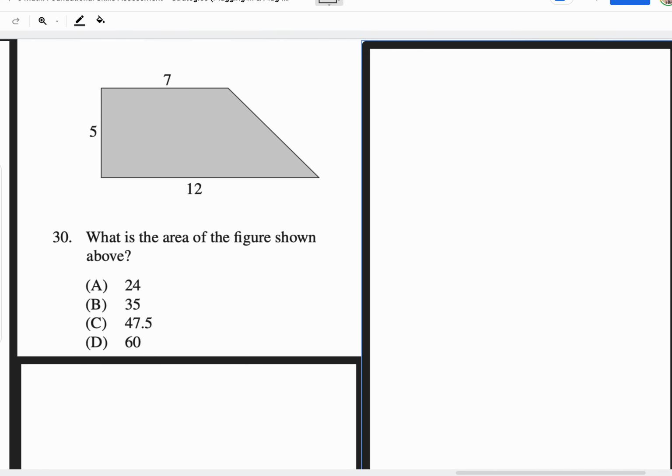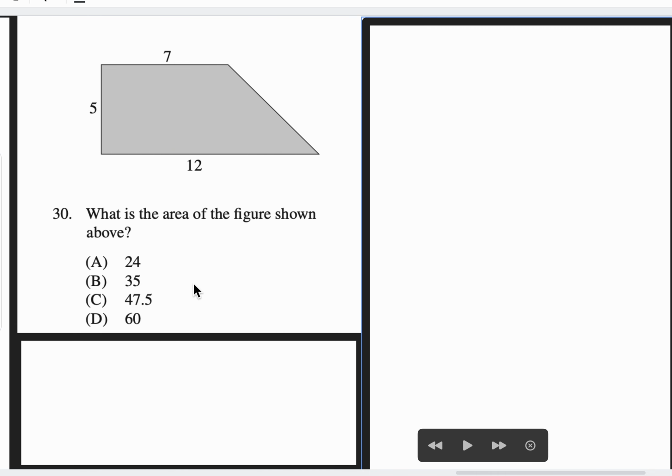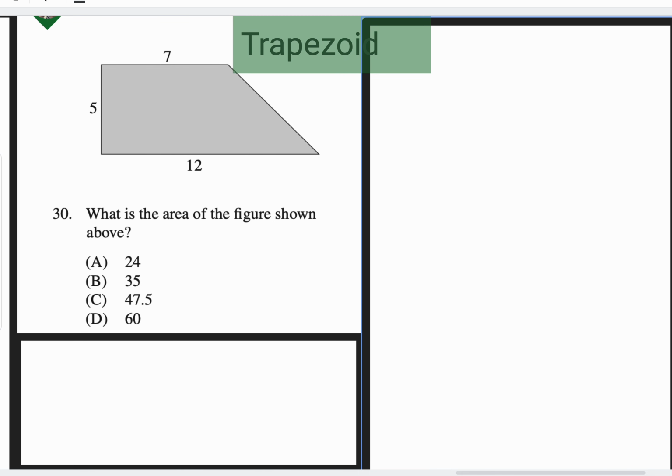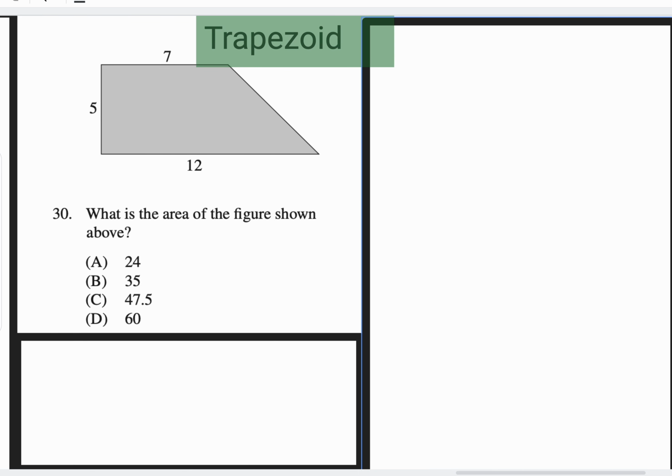Let's take a look here at number 30. What is the area of the figure shown above? This is a trapezoid. So in order to find the area, we're going to use our area of a trapezoid formula.